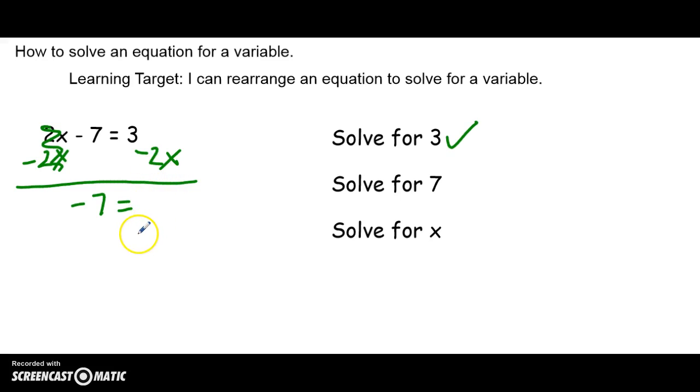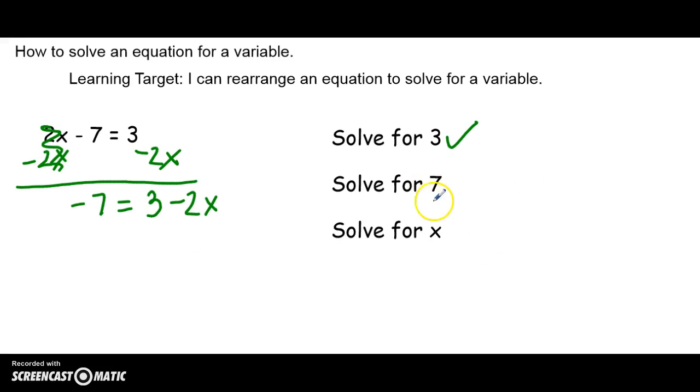Can I combine those terms and make it 1x? In fact, I can't. This is a term, which is a constant, and this is a term, which is a variable, and I cannot combine them. So I just write it out like it says to. So right now I have it solved for negative 7.